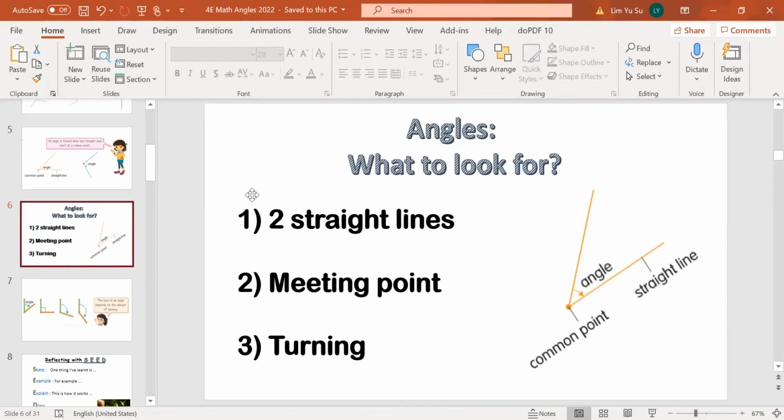What we look out for, two straight lines, meeting point and turning. This is what angles is. So apart from knowing the different type of angles, you need to know how to explain what angles is.